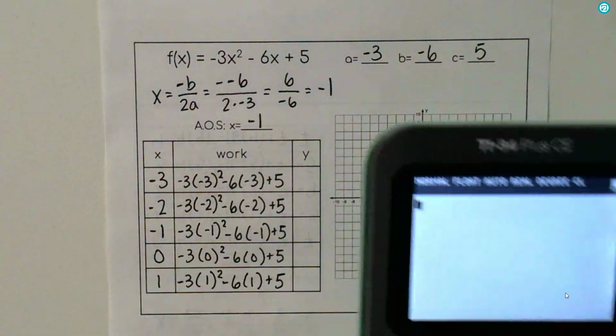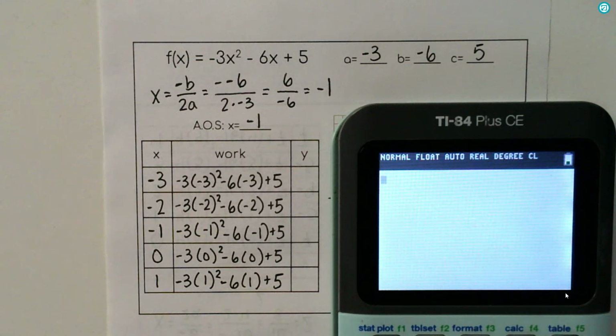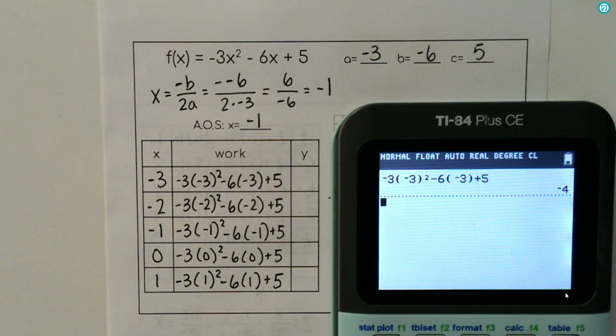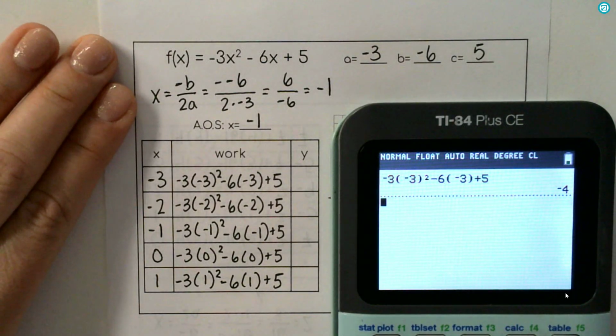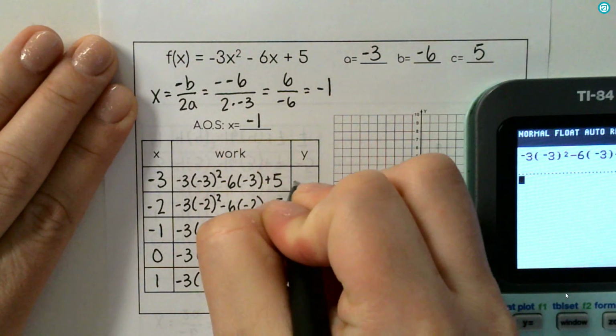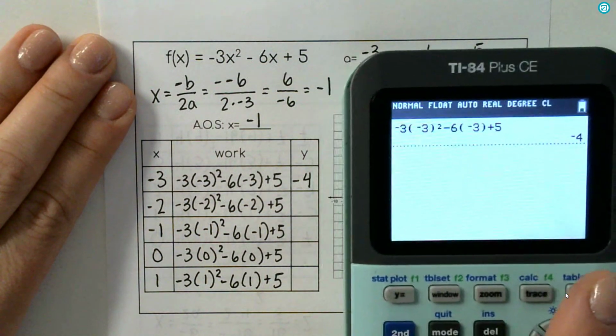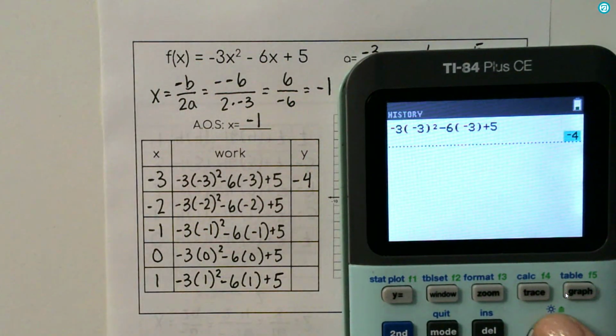Okay, I'm going to plug in those first 3 then. So -3 times -3 squared minus 6 times -3 plus 5. I get -4 for my first one. Did other people get -4? Okay, cool, because I'm just as susceptible of making mistakes as you guys are.